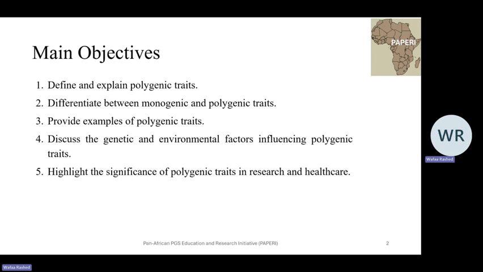The main objectives of this lecture are to define and explain polygenic traits, differentiate between monogenic and polygenic traits, provide examples of polygenic traits from literature, and discuss the genetic and environmental factors influencing polygenic traits. And I will highlight the significance of polygenic traits in research and healthcare, and I will give you case studies.